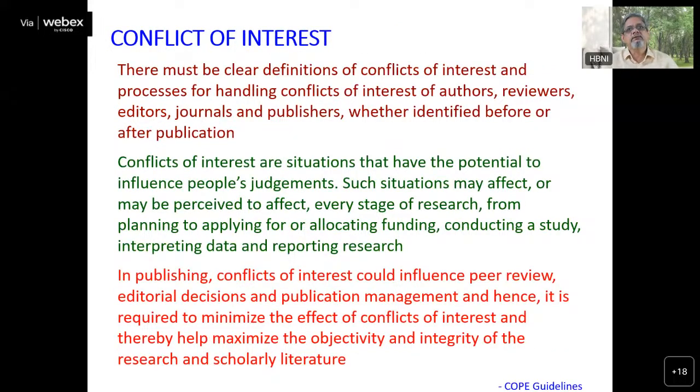Okay, so now we'll start talking about what are the possible publication misconducts. The very first thing which comes to mind in the case of publication misconducts is what is called conflict of interest. Now, what is this conflict of interest? So basically, it is the competing interests in a single person, or in a single institution. And what are these competing interests? We'll see.